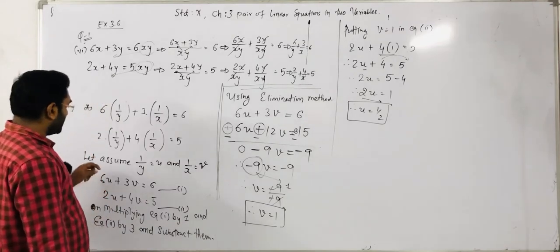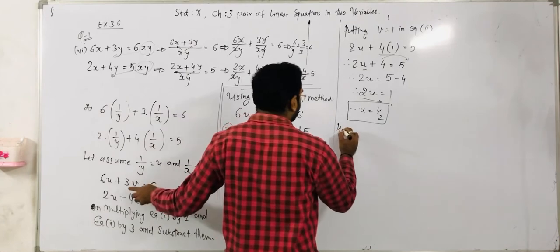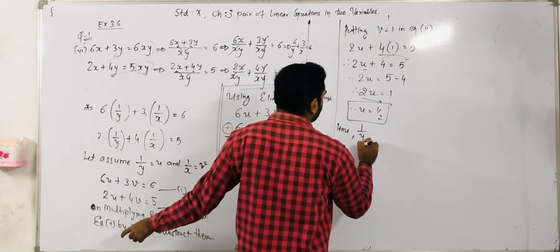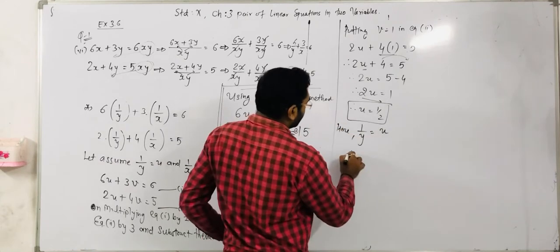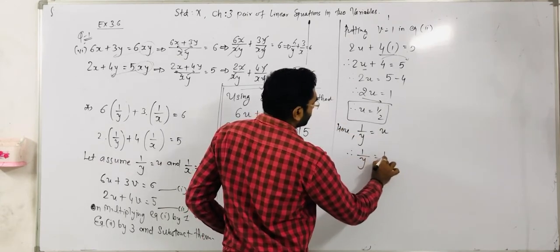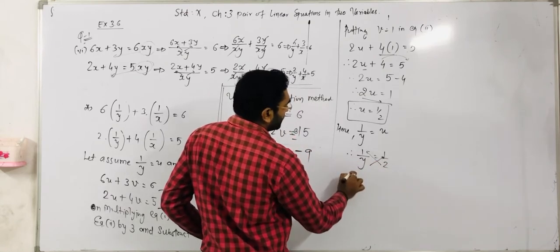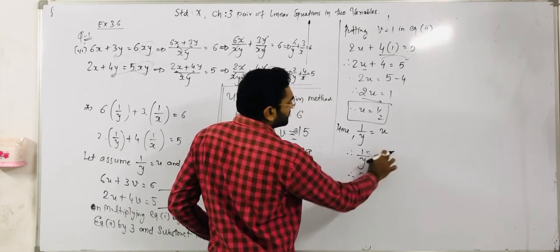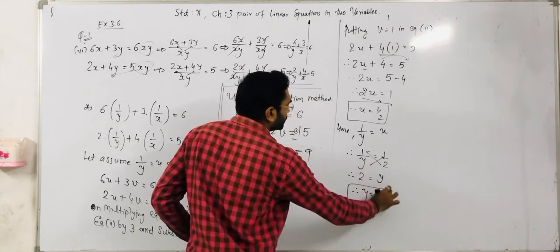Now we have to find the x and y values. That's why we have to put this one here. 1 upon y is equal to what? 1 upon y is equal to u, right? So the u value we found is 1 by 2. Now take the cross multiplication. So 2 is multiplied by 1, so it is 2. y is multiplied by 1, so we get y. So we get the y value as 2.